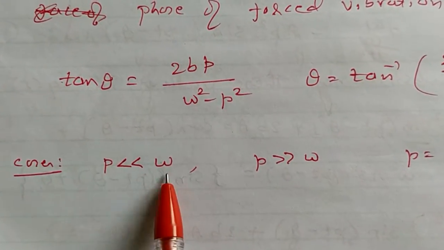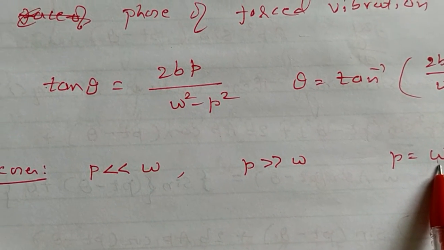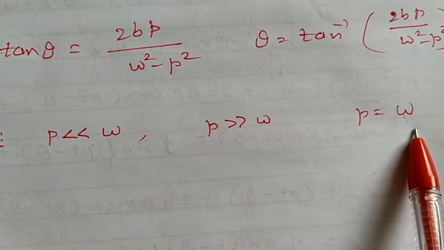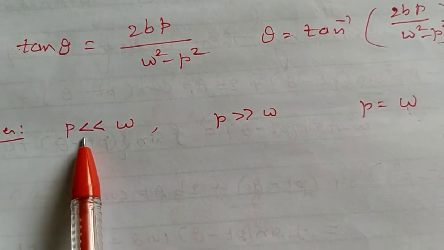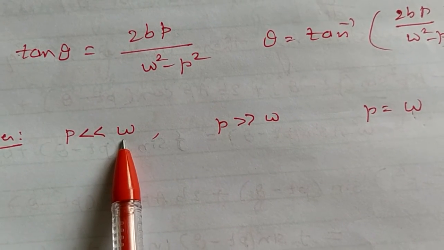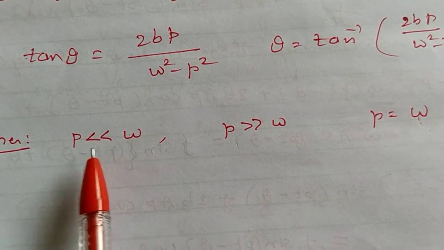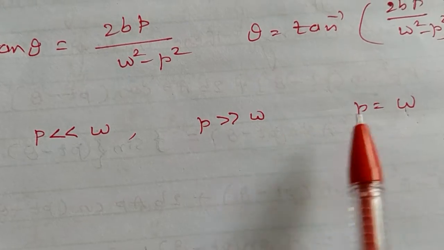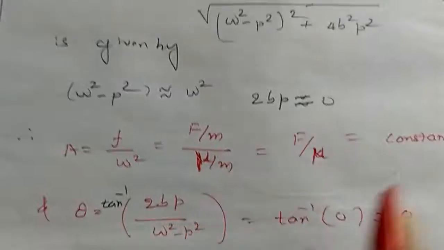So p less than omega, p greater than omega, p equal to omega: these three cases are important. In the VTU examination they will ask any one case, or all three cases have to be discussed, and only then will they give the full marks. What is p here? The frequency of the applied periodic force. Omega is the natural frequency of vibration. These three cases we shall discuss one by one now.